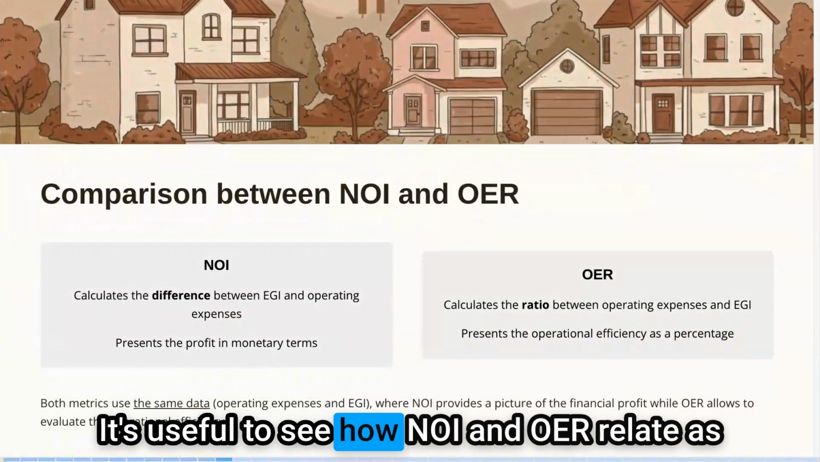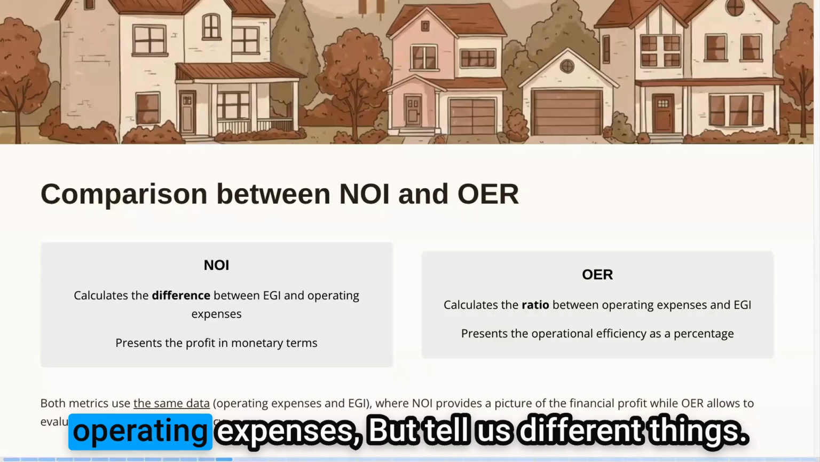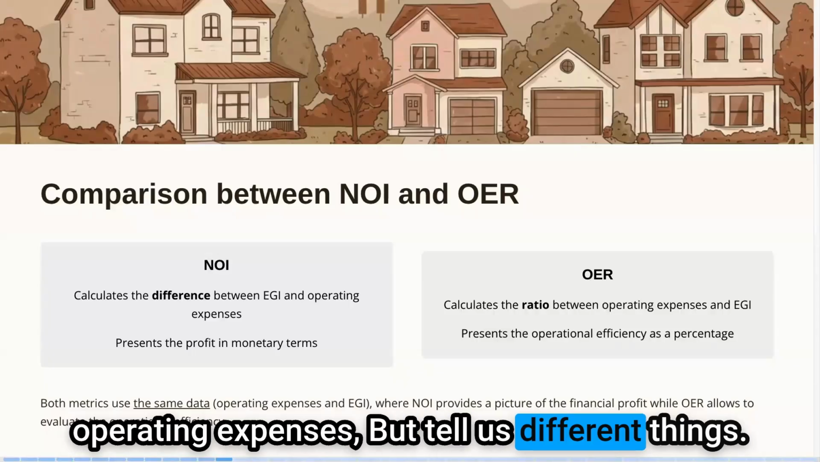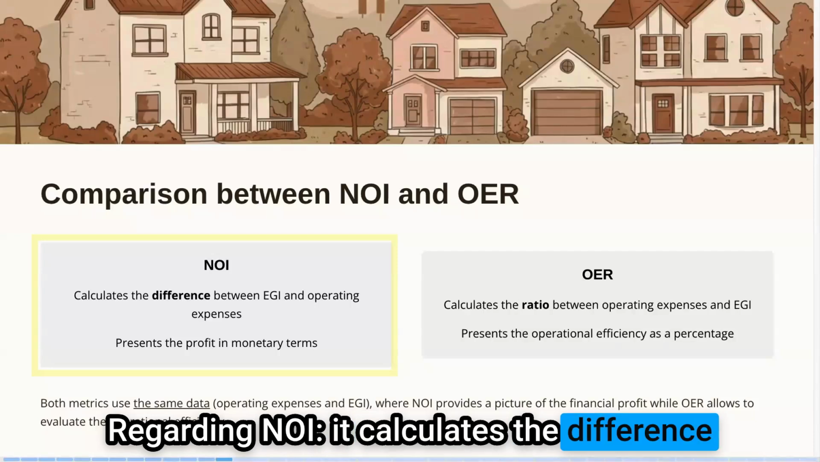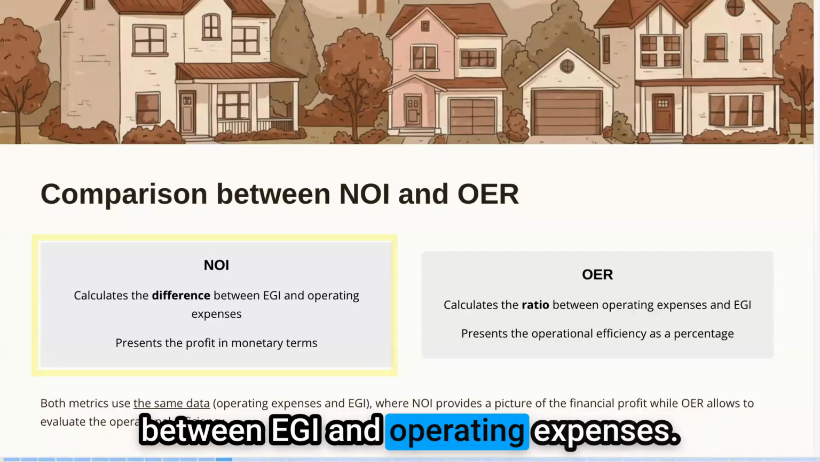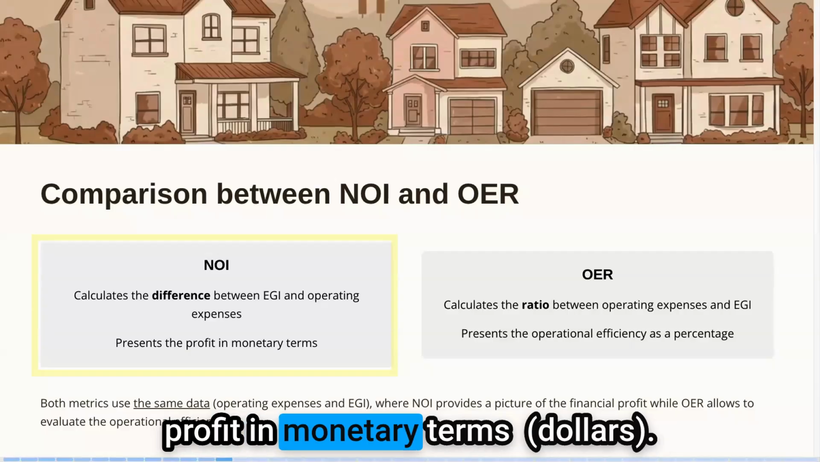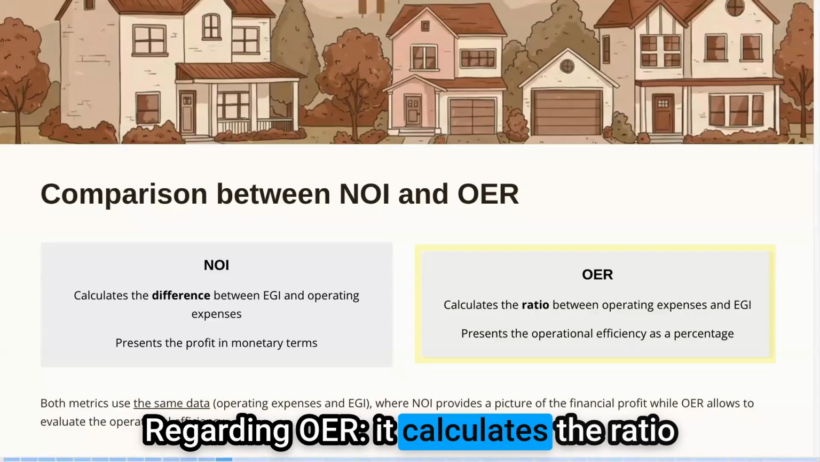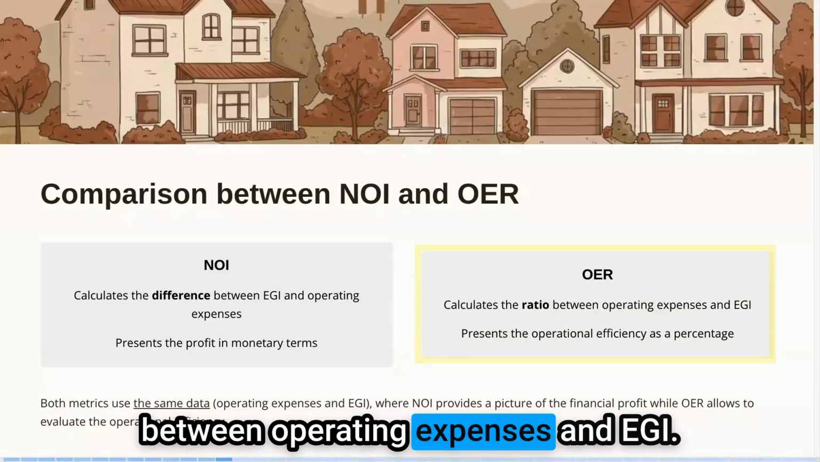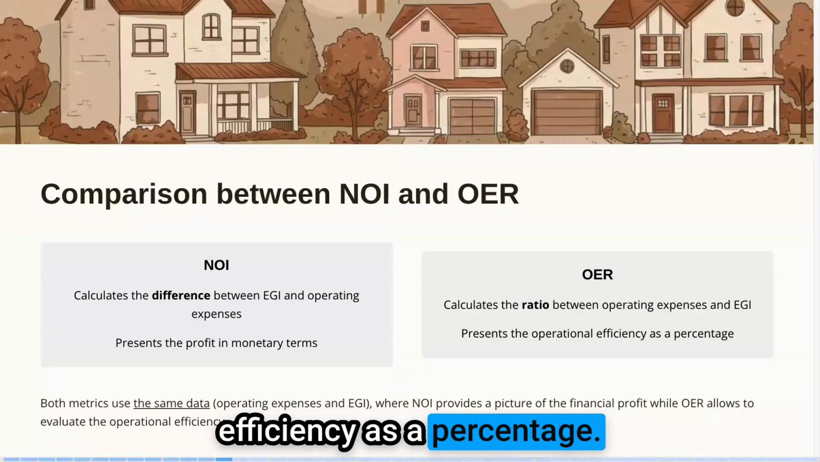It's useful to see how NOI and OER relate, as they both use the same core data, EGI and operating expenses, but tell us different things. Regarding NOI, it calculates the difference between EGI and operating expenses. It presents the property's operating profit in monetary terms, dollars. Regarding OER, it calculates the ratio between operating expenses and EGI. It presents the operational efficiency as a percentage.